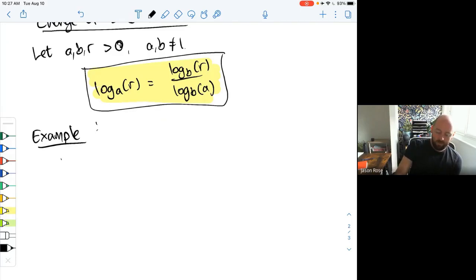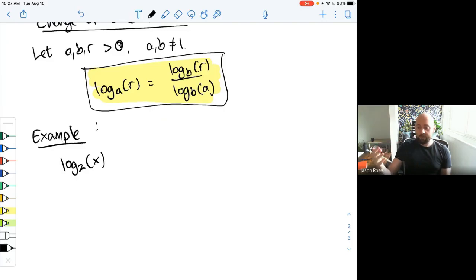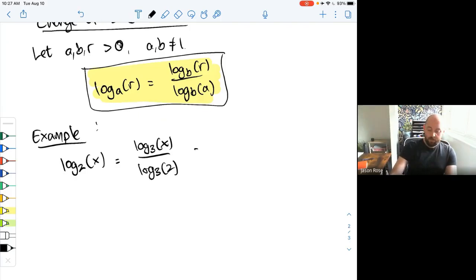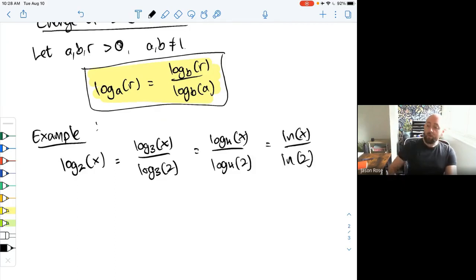Let's say you say to me, I have this thing I'm working with, log to the base 2 of x, it's in this question. If I want, I can change this to be a log expression not having base 2, having base 3, having base 4, having base 5, having base 10, having base e for all I want. It can be any base you choose. So this is the same as log to the base 3 of x divided by log to the base 3 of 2. It can be log to the base 4 of x divided by log to the base 4 of 2. It can be natural log of x divided by natural log of 2, whatever you want it to be.